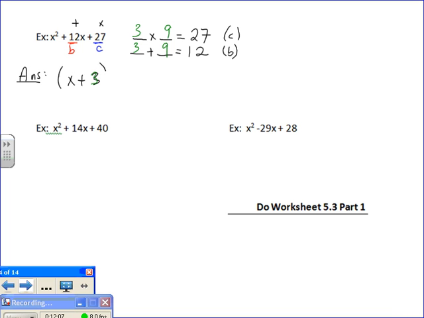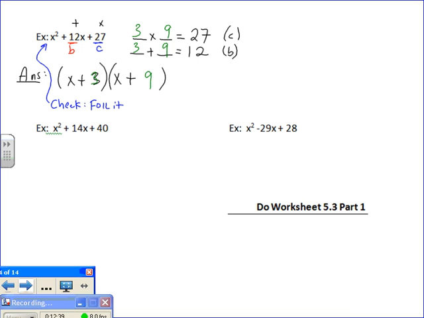Times, okay, that's my one set of brackets. And then I have another set here with another binomial, which is going to be x plus the other term, which is 9. Okay, and again, anytime you want, especially in the beginning, you can always check this by foiling it, and it should give you your answer back again. So if you want to check it, foil it, and when you foil it, it should give you that answer again. Okay, your trinomial back.